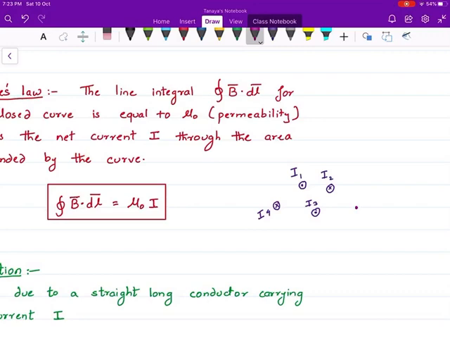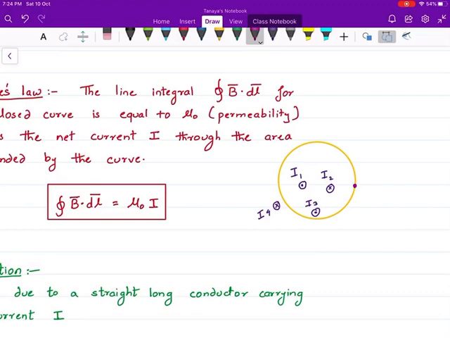So what will I do? I will consider a circular loop which passes through this particular point P, where we want to find the magnetic field intensity. Now somehow that loop has got shifted. I'll shift my point. Okay, suppose this is the particular point. I'm not going to include I4 because I don't want the effect of I4. I want only the effect of I1, I2 and I3.